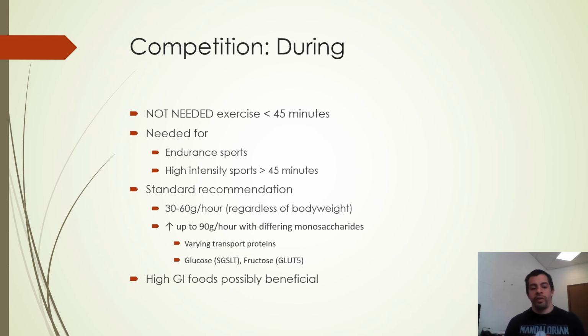There's a lot of talk of having high glycemic index foods. I personally believe, yes, high glycemic index foods are probably going to be more beneficial than low glycemic index foods as far as absorption and utilization rates. So I personally recommend high GI foods during exercise. You just have to be careful with gastrointestinal issues.